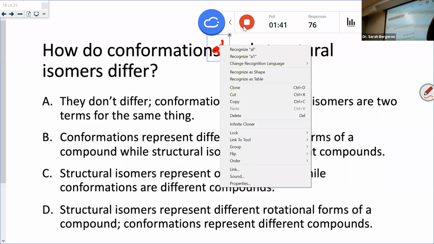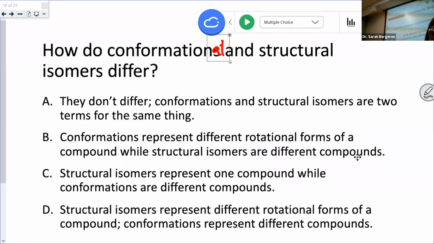Okay, all right, so when we look at this, how about A? They don't differ. Conformational and structural isomers are 2 terms for the same thing. That is not true. That is absolutely not true, right? Okay, look at C. Structural isomers represent one compound, while conformations are different compounds. No. Structural isomers represent different rotational forms of a compound, and conformations represent different compounds.